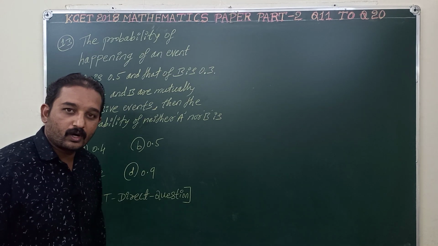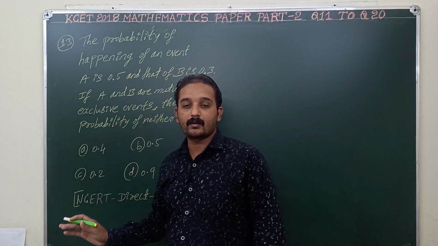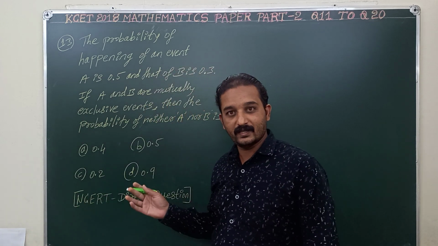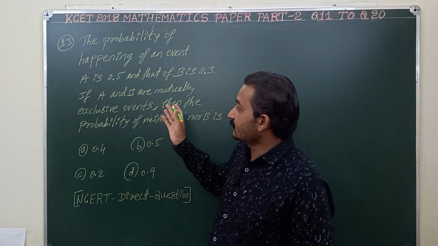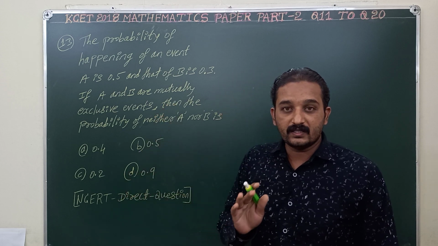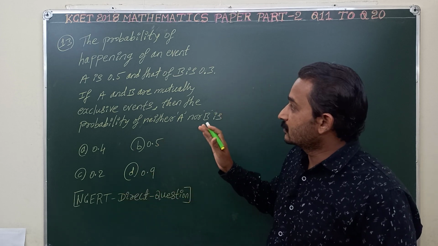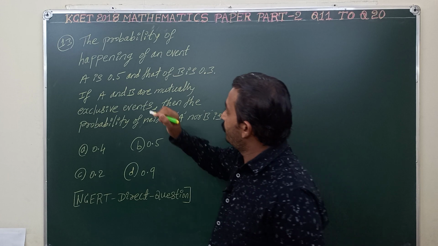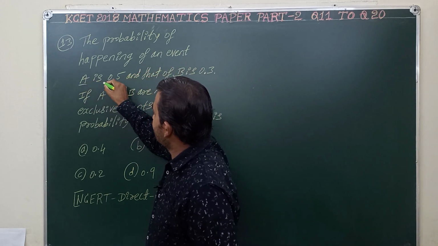So now let us move on to the next question, question number 13. This question is based on the chapter probability, which belongs to the first year. Probability is in both first year and second year, but this belongs to first year. Usually they ask 5 or 6 questions on this chapter in KCET. So see this question, in this case the probability of happening of an event A is 0.5.